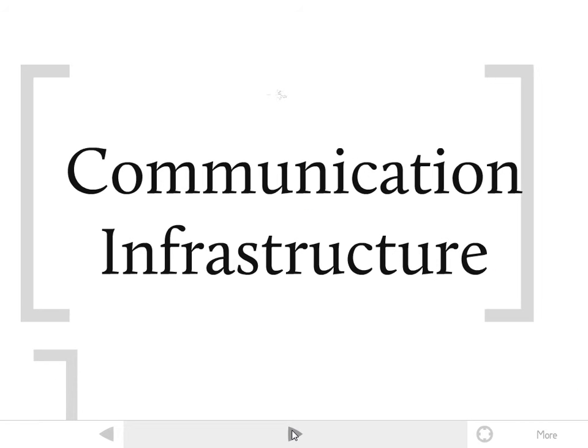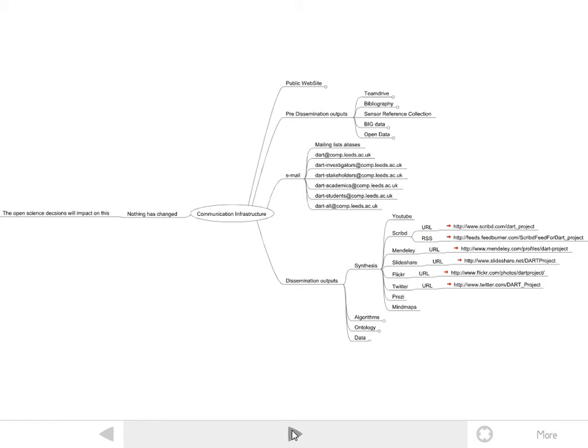Okay, a quick skim past our communication infrastructure. We have a range of different ways of communicating with the group, from our email lists, but we also put a lot of focus on the way in which we can disseminate our project outputs, through YouTube, Scribd for documents, Mendeley for bibliographies, SlideShare, Flickr, and Twitter. All of this information can be accessed directly through the project website, and it fulfills part of our open science agenda. Over the next few months this will change as we start to deal with some of the data coming in from the sites.